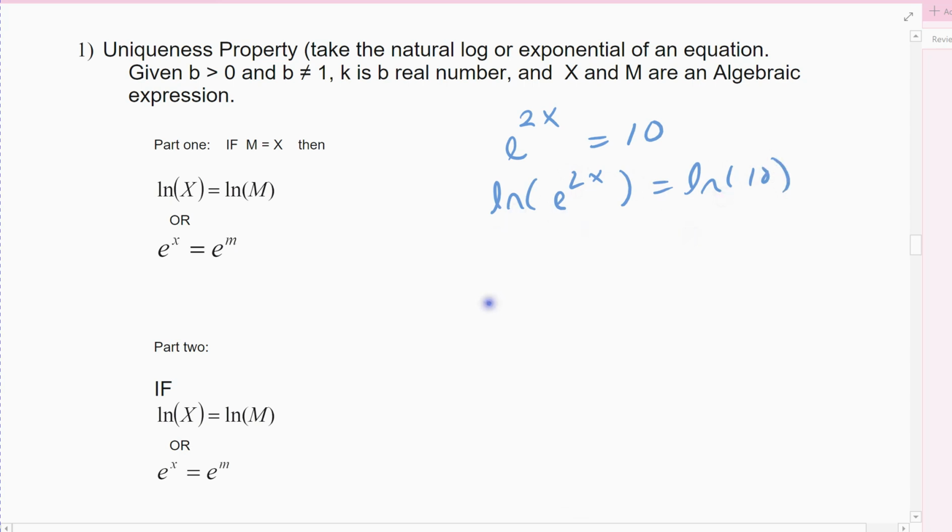Or if I've got the natural log of 2x equals 5, I can take it raised to the e. e raised to the natural log of 2x equals e raised to the 5. And then I can use that inverse property and solve. And so the uniqueness property allows me to solve it. We'll get to solving in the next video, but that's what this allows me to do.